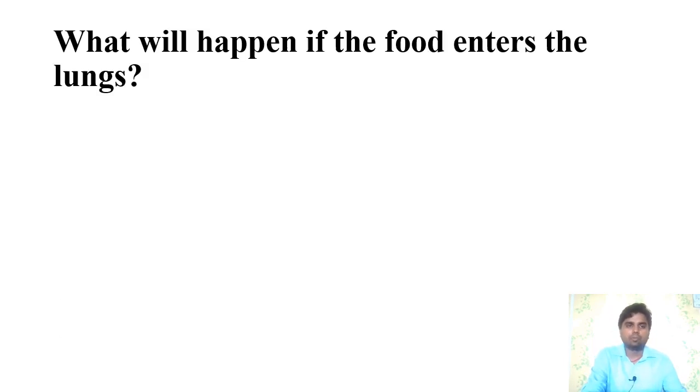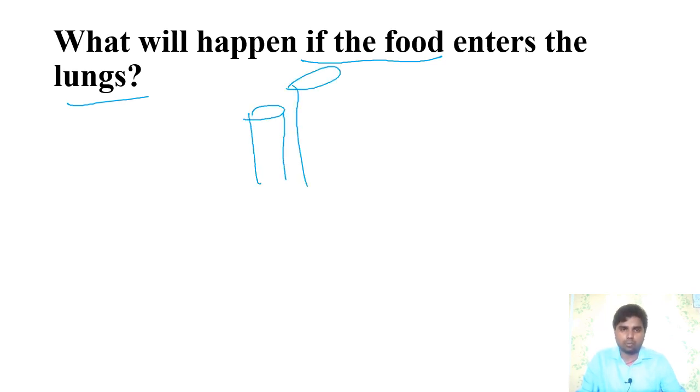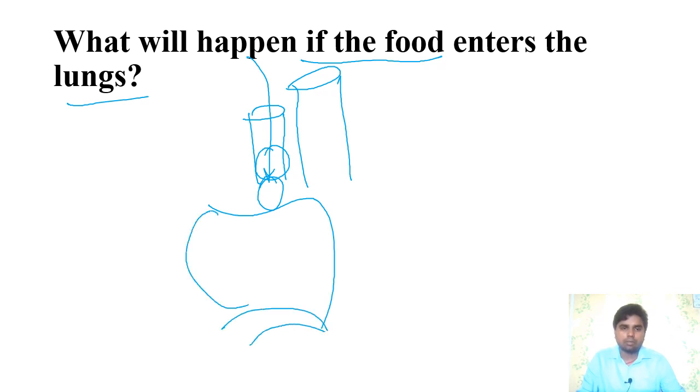Okay, so moving to the next part. Students, what will happen if the food enters into the lungs? So this was the air pipe and this was the food pipe. Now suppose this food has entered into this pipe and reached the thoracic cavity which contains the lungs.